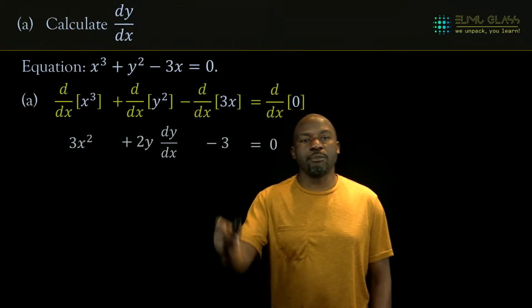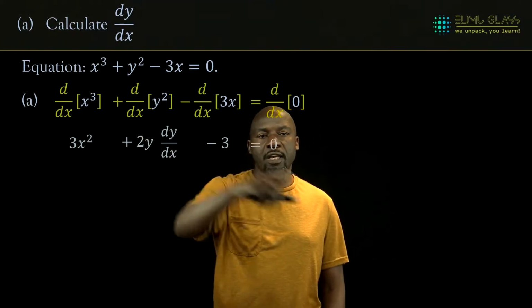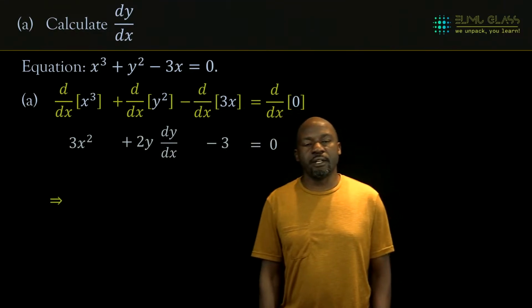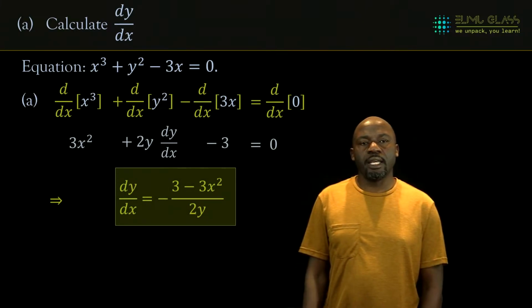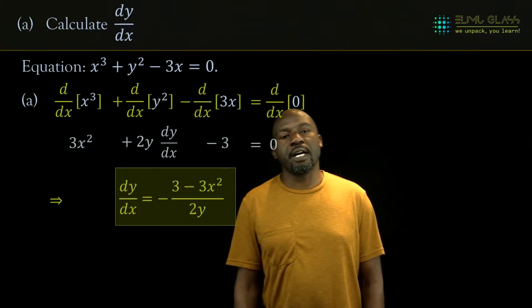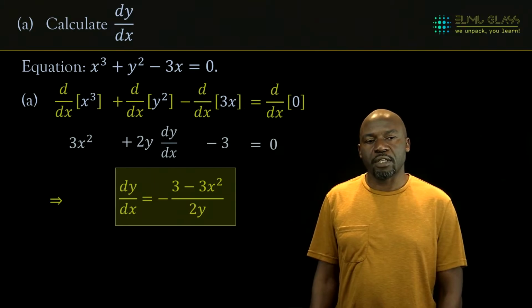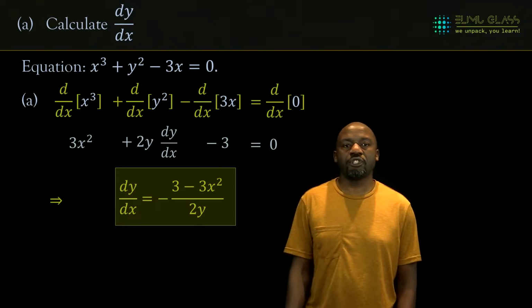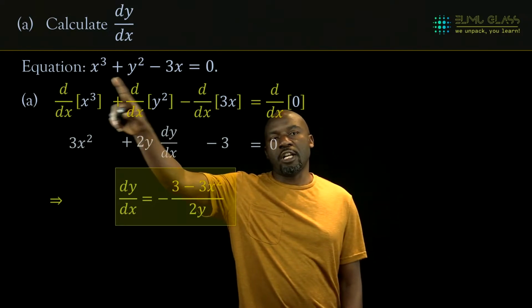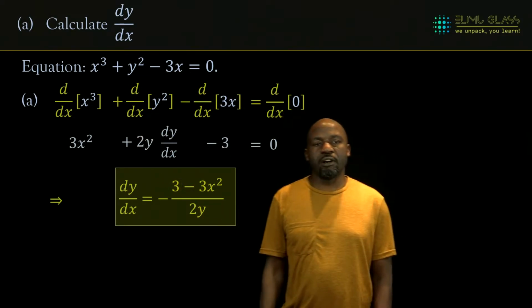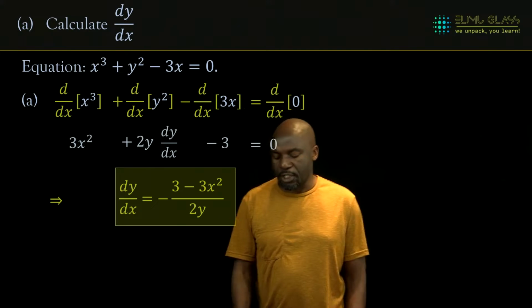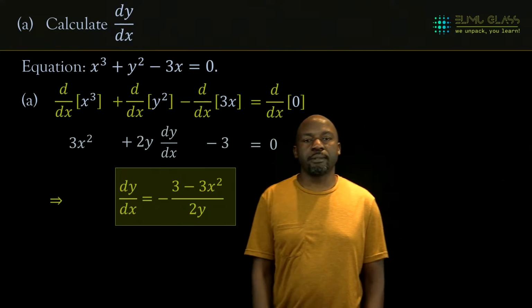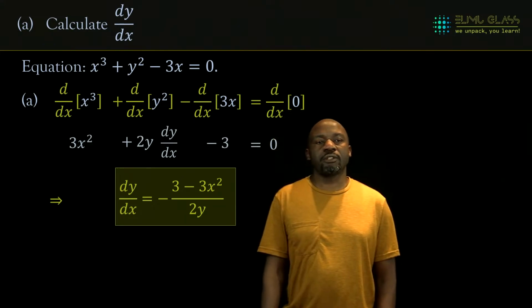If we arrange this expression here, we quickly get that the derivative dy by dx is negative of (3 minus 3x squared), everything divided by 2y. So part A is that straightforward. We have differentiated this relation by the method of implicit differentiation. Okay, let's go to part 2.